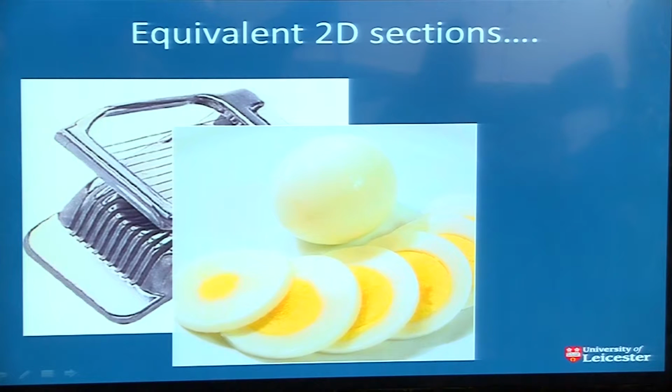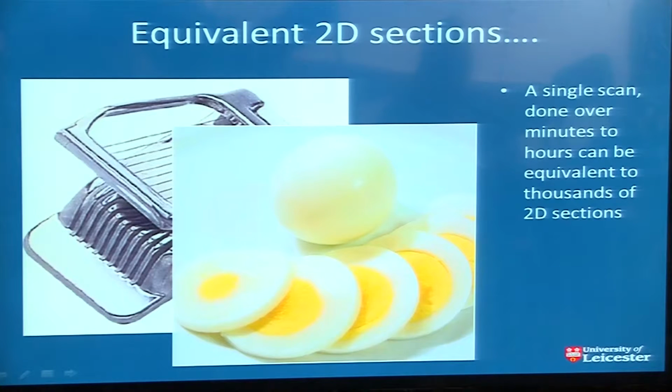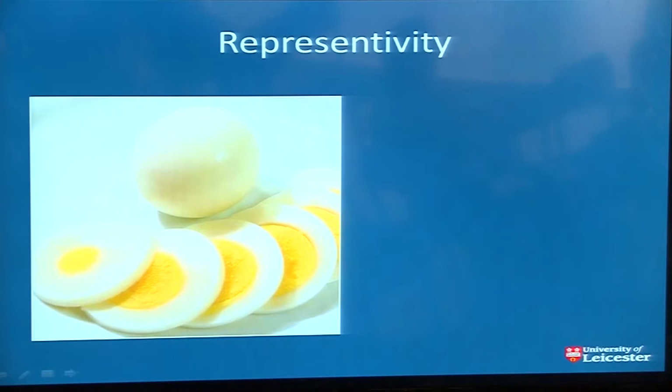So the more slices that you have, the better an idea that you have of being representative. Now, a single CT scan can effectively give you the equivalent of thousands of 2D sections. So what that does is it really increases the representativity of your data.